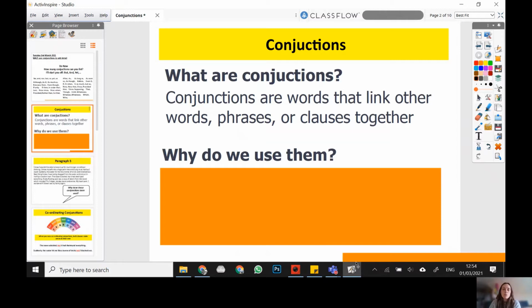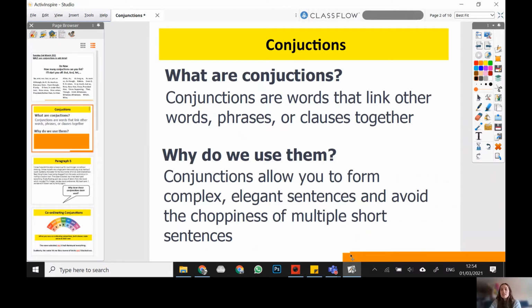So my second question on the board is, why do we use conjunctions? Again, you can take some time to think. If you need to pause the video, please do so. But here we go. Why do we use them? Well, we use conjunctions to form complex, elegant sentences and ways of linking information together so that you don't have short, choppy sentences. Okay, so they provide extra detail in our writing.